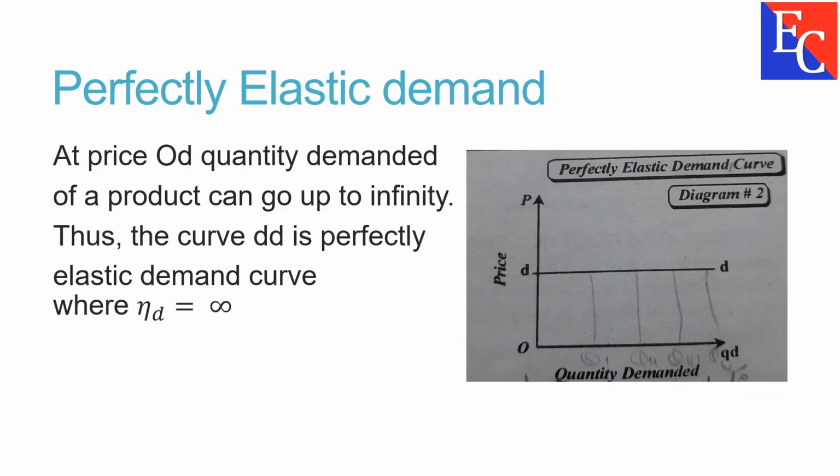Perfectly elastic demand. At price OD, quantity demanded of a product can go to infinity. Thus the curve DD is a perfectly elastic demand curve where elasticity of demand is equal to infinity.